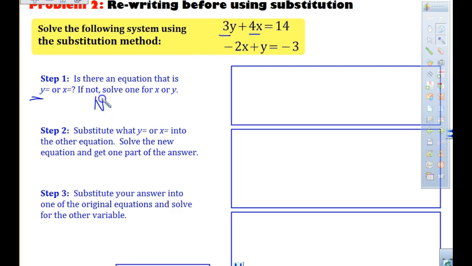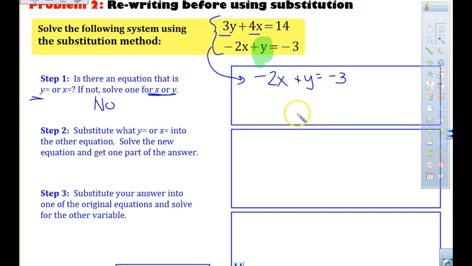Is there an equation that has a y or x equal? At this point, no. Is there one that just has an x or a y? Yes, this one has just a y, right? So when we look at this equation, this one has just the y and it's positive. We're going to write down that equation. So when you start your homework, you got to have both equations. You're going to put negative 2x plus y equals negative 3.